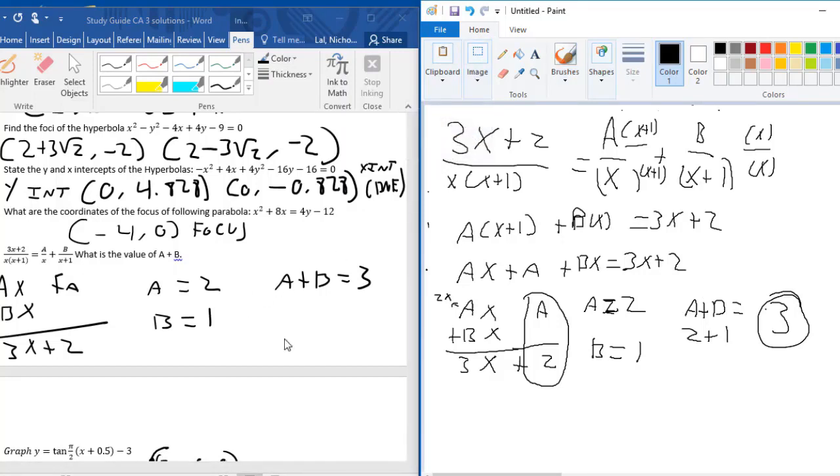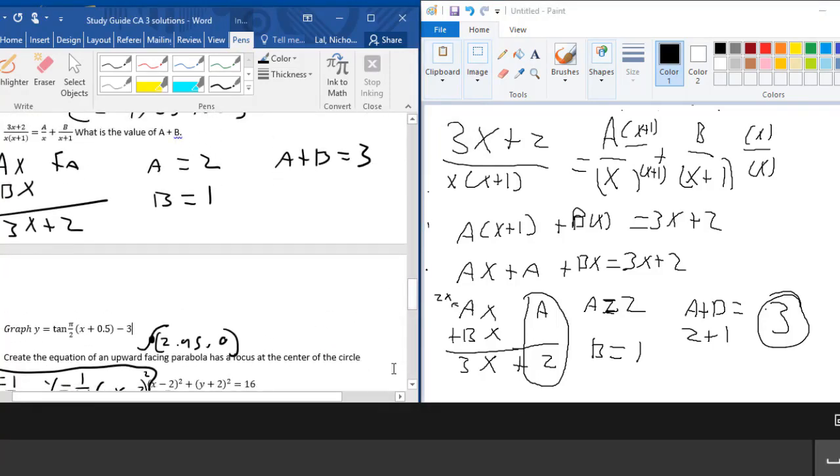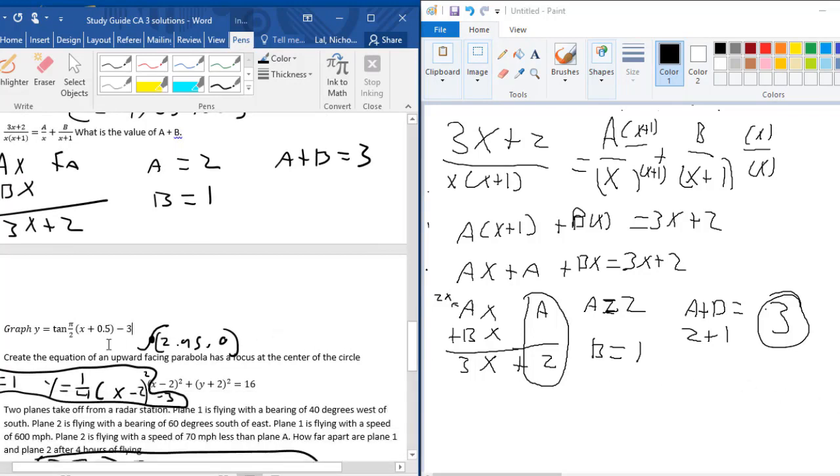For the next problem, we're just graphing the tangent of pi over 2 times (x + 0.5), minus 3.